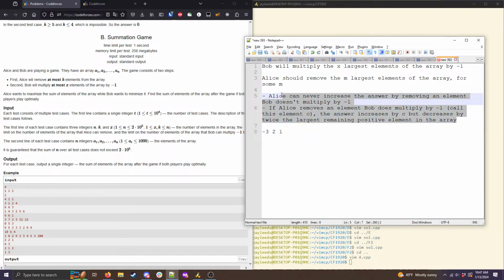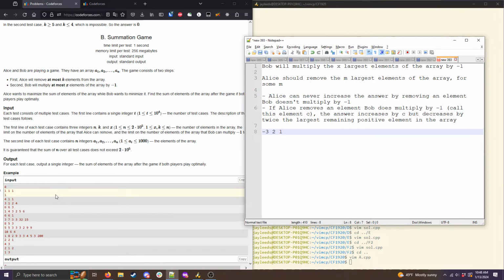And so given that Alice's operation can't control what the largest remaining positive element in the array is, all she can do is try to increase the answer by the largest amount possible, which means removing the largest number from the array. There's a bit of a subtle point here: technically this proof only shows that for the first operation, the best thing to do is to remove the largest element in a greedy sense. So in other words, in one operation, removing the largest element is going to increase Alice's score the most out of any removal operation she could do.